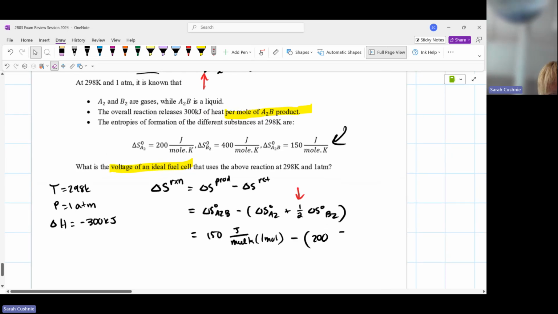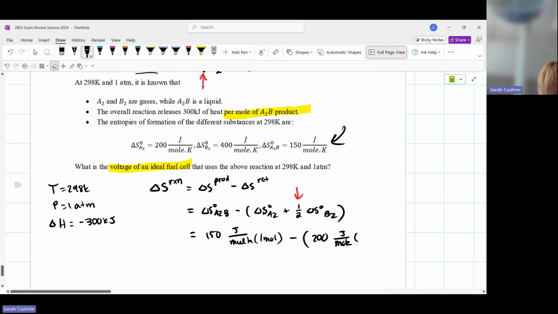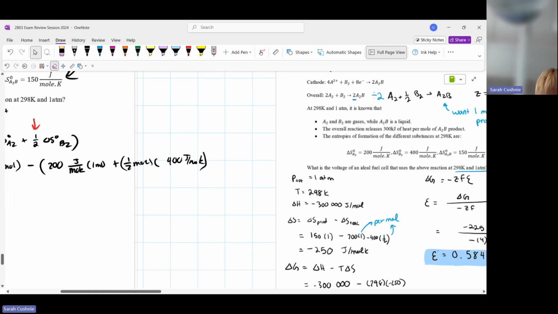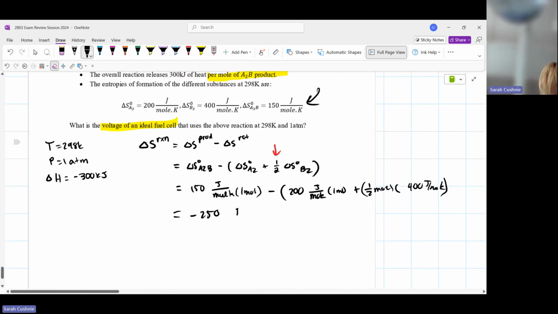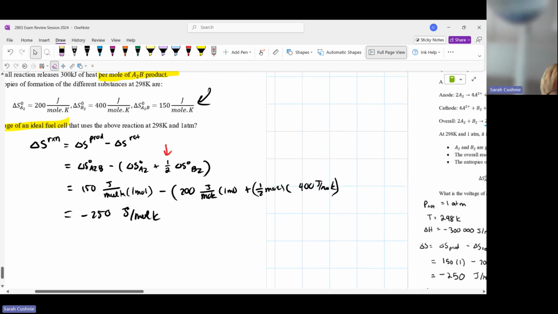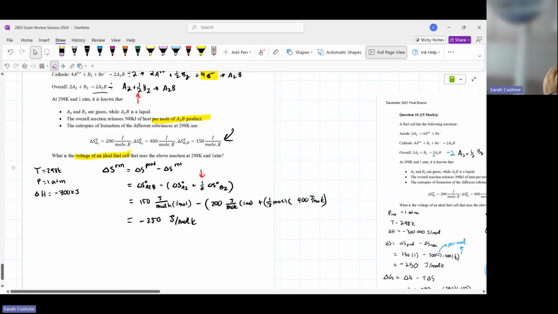Minus 200 joules per mole K times 1 mole plus 1/2 mole times 400 joules per mole K. And if you were to calculate all of this, you would get a value of negative 250 joules per mole K. I'm putting this per mole because this is assuming we're just doing a per mole of product. So now we have delta H and we have delta S.